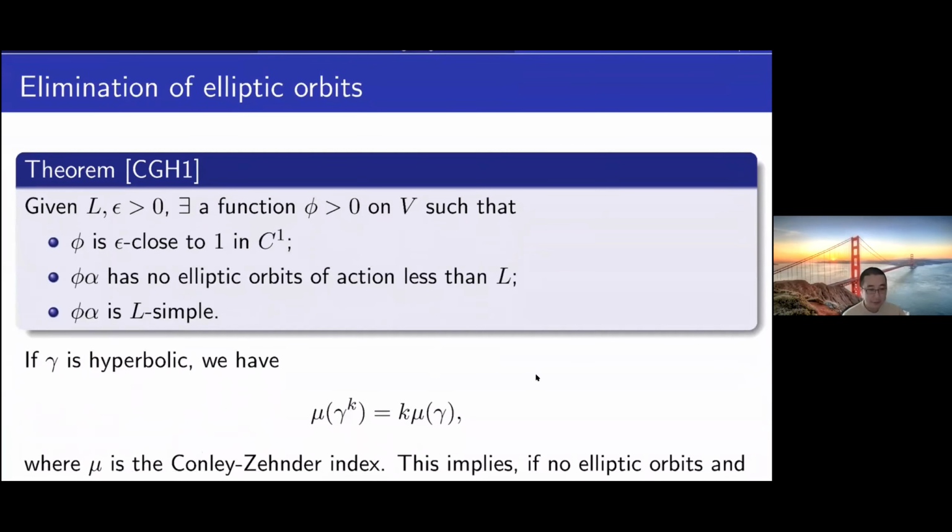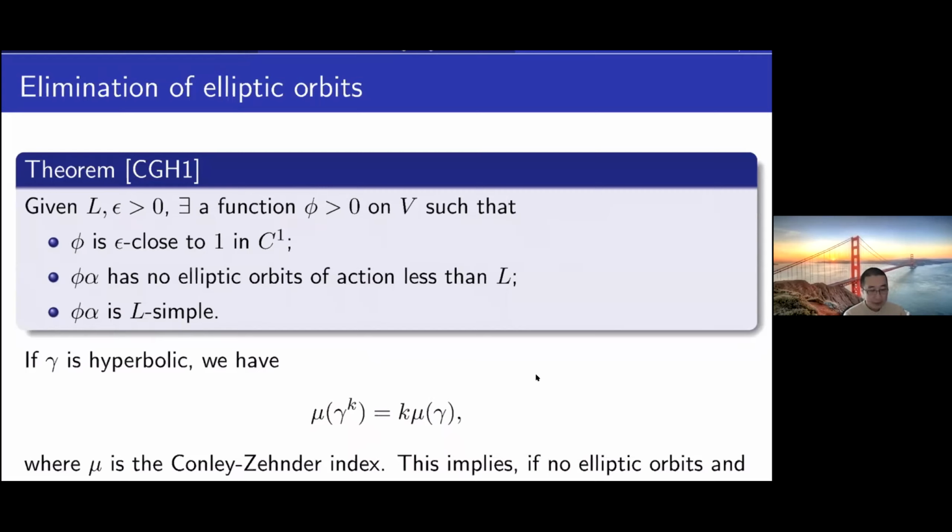And let me also remind you of the elimination of elliptic orbits. Given L and epsilon greater than 0, there is a positive function phi on V such that phi is epsilon-close to 1 in C1 norm. If you use phi to modify the contact form alpha, then phi alpha has no elliptic orbit of action less than L. And also phi times alpha is L-simple, which I will remind you of in the next slides.